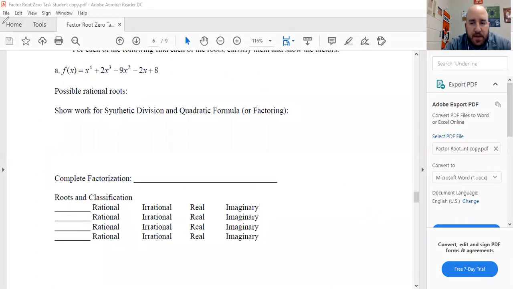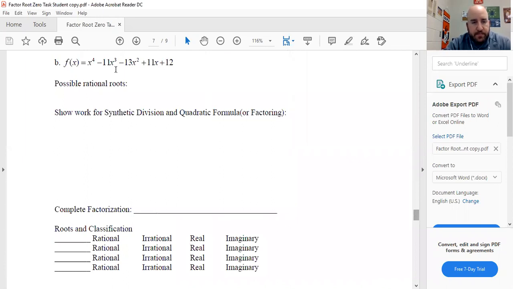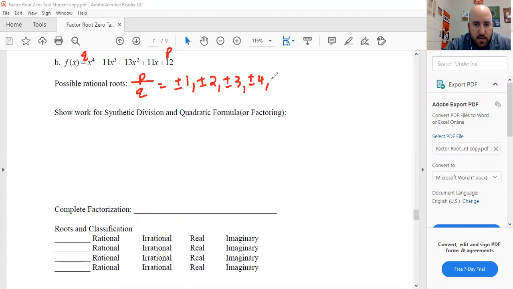All right. Going down to B. You can write B, possible rational roots. 12 is P, Q is the invisible 1 next to the x to the 4th. So again, I can just skip straight to P over Q. What are my factors? 12: 1, 2, 3, 4, 6, and 12.